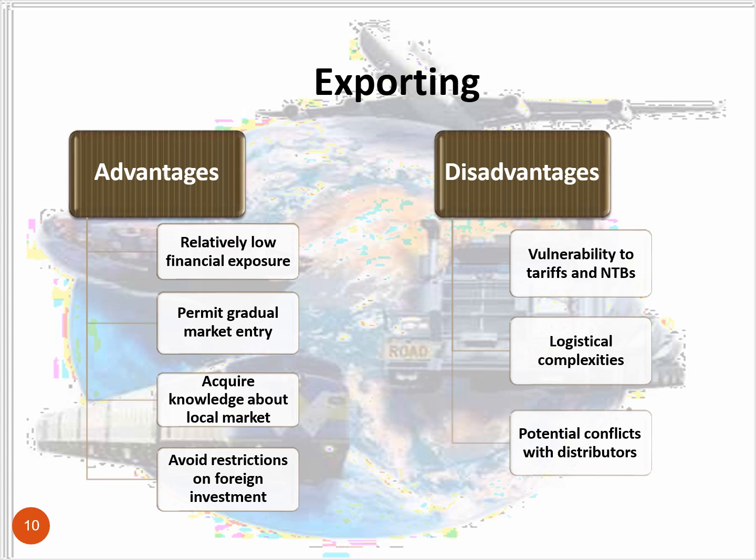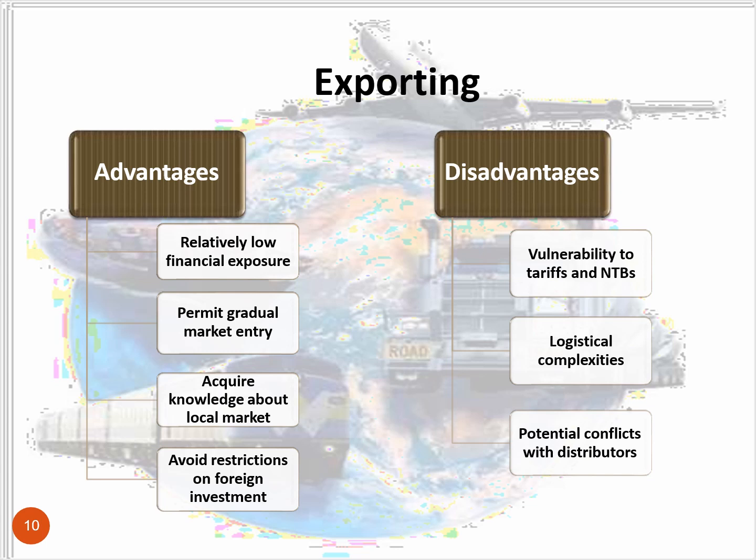Next, permit gradual market entry. There is no restriction. If you have one permit, you can enter into the foreign market. Next, acquire knowledge about the local market. Once you are entering, you can easily know what the local market is like, what the tastes and preferences are, what the culture and traditions are. Next point is to avoid restrictions on foreign investment. Foreigners come and invest, and that risk is not there. Anyone can come and do business, so there is no restriction on foreign investment.